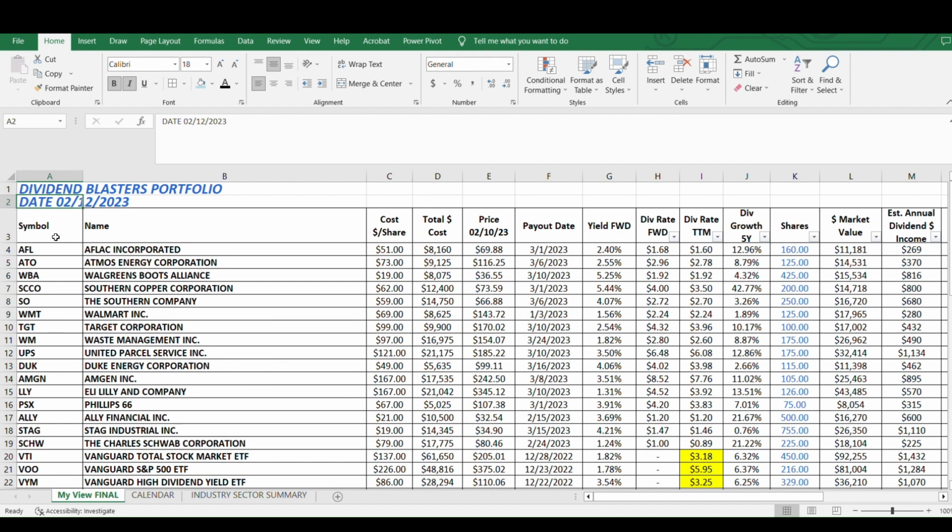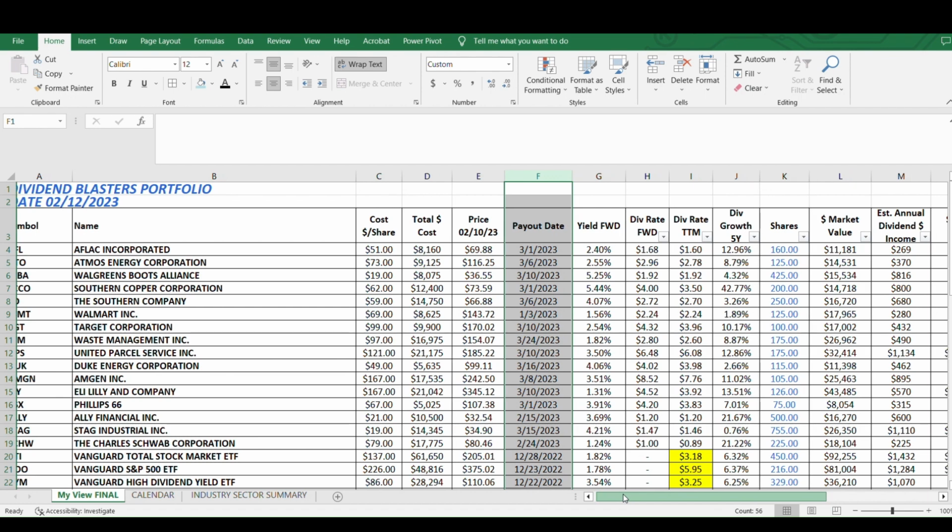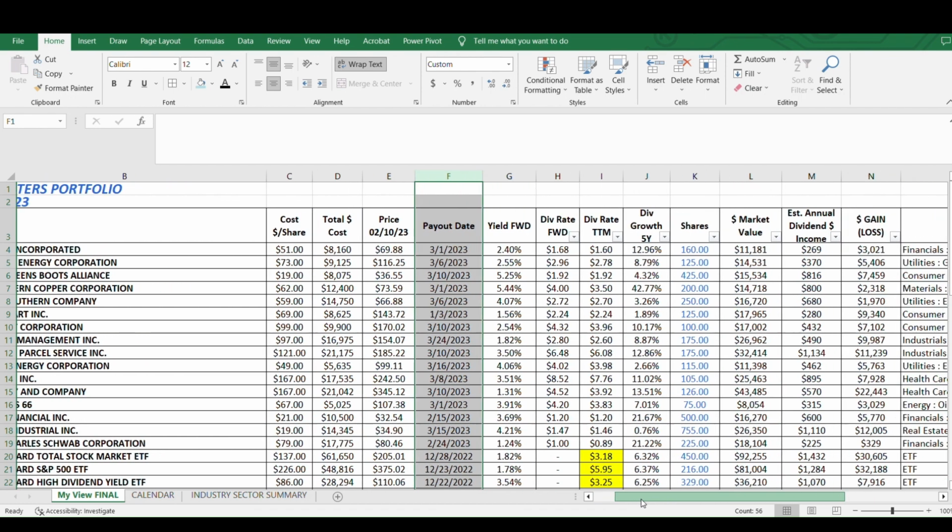So we have the ticker symbol, the name, the cost per share of the holding, where he got in, and the total cost of the holdings. I derive this from the product of the number of shares and the cost per share. I have the latest price, the closing price as of last Friday. This here is a dividend metric. This speaks to when the next dividend payment will be, so I can go ahead and get the calculated dividend payment in the calendar.